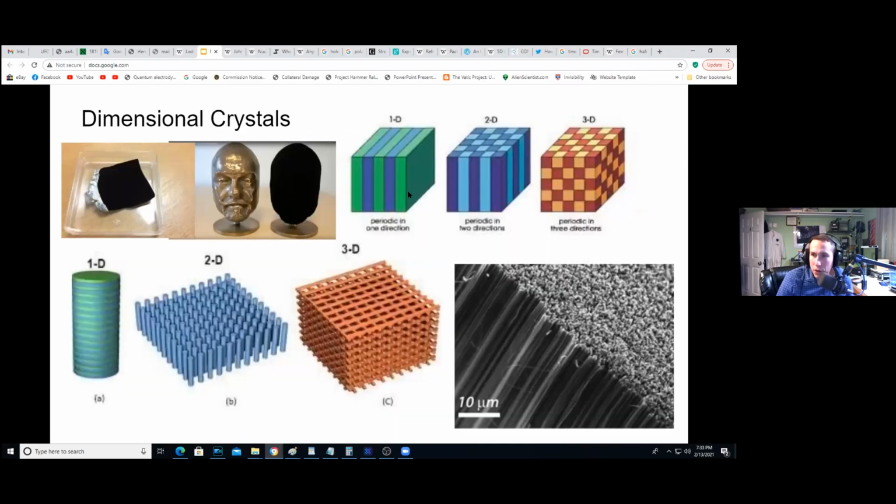Examples of these are called dimensional crystals, and that one would be a 2D or a 1D crystal.